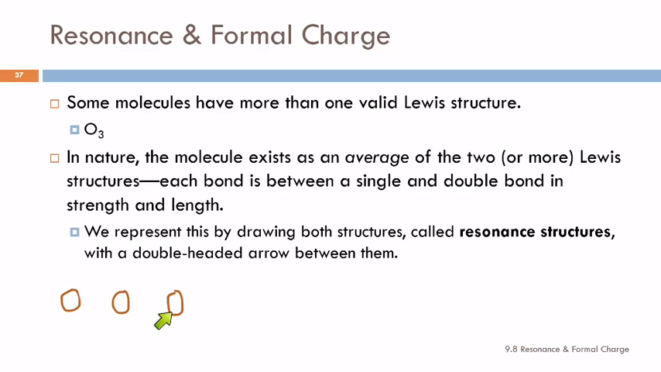So I've got 3 oxygen atoms. How many valence electrons will be in this molecule? 18. 3 times 6. So I've got 18 electrons. So I need to make bonds: 2, 4, 6, 8, 10, 12, 14, 16, 18. Is everybody happy? No, the middle oxygen is not happy.